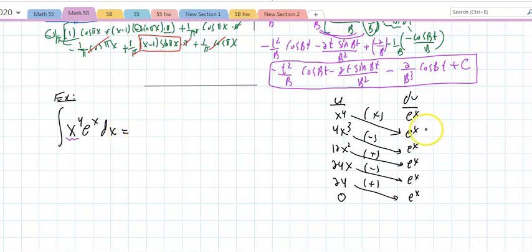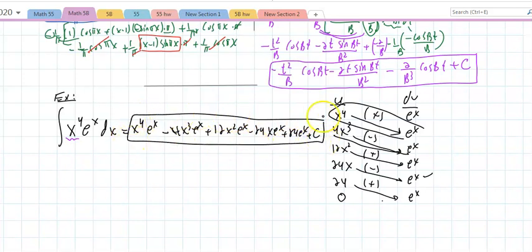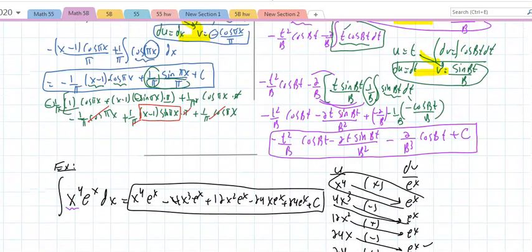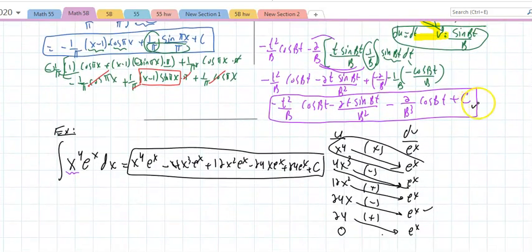And they said this is going to equal the product of those, x to the fourth e to the x, minus 4x cubed e to the x, plus 12x squared e to the x, minus 24x e to the x, plus 24 e to the x, plus c. Let me elaborate on that really quick. We just did a problem. Let me copy this problem down and do it again. And let me do it using that shortcut and show you that we get the same answer.